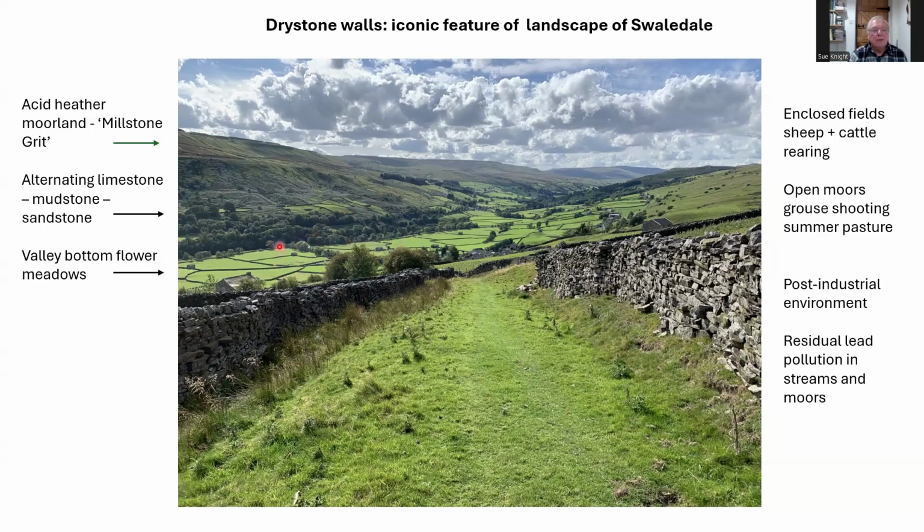Geologically, the area consists of a series of alternating limestones, mudstones, sandstones, limestone, mudstone, sandstones up the hill until you get to the intake, which is the highest wall, and above that is acid moorland on the millstone grit. The moorland's used for grouse shooting, the rest of the intake is used for sheep and cow arable farming.